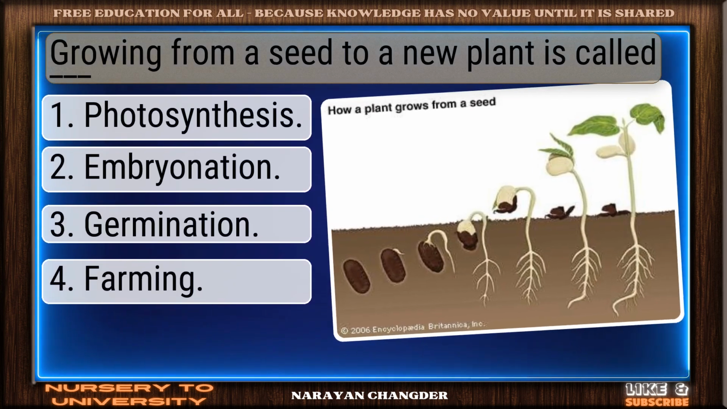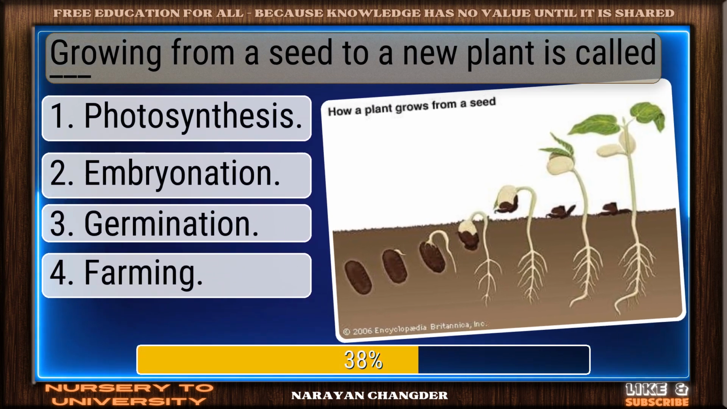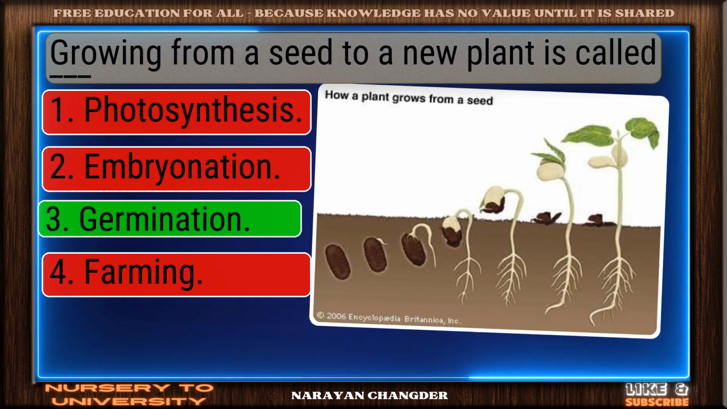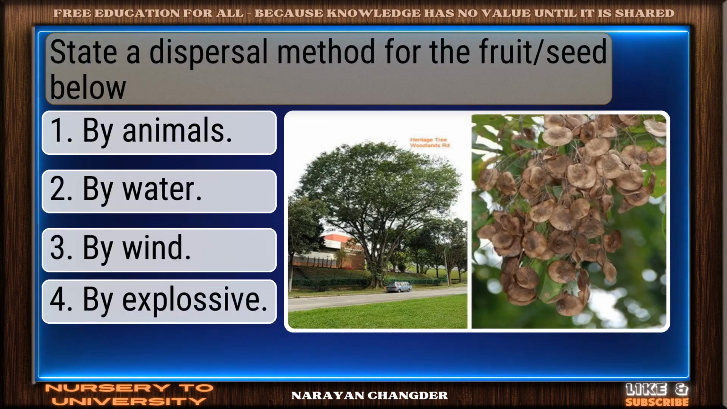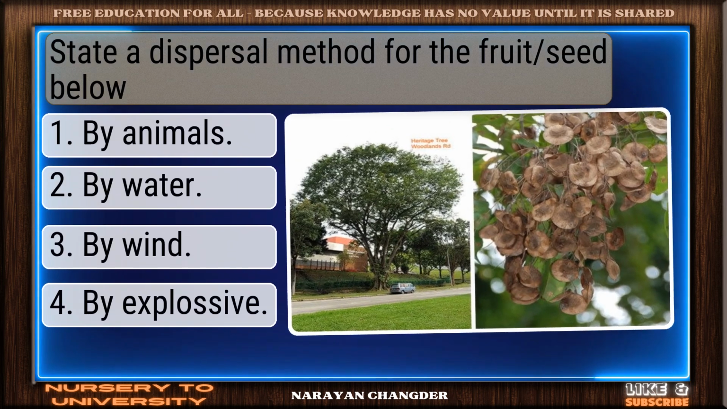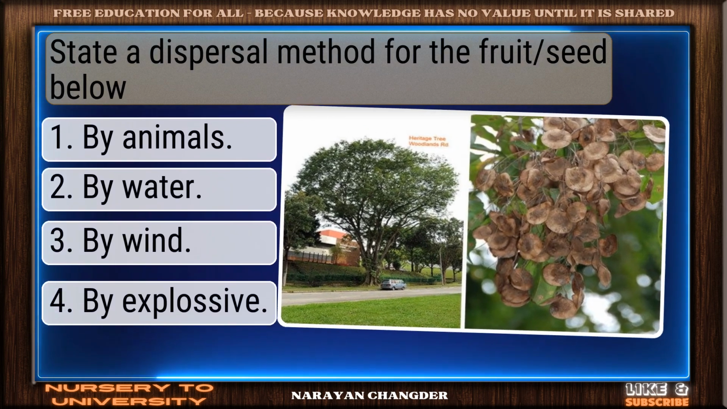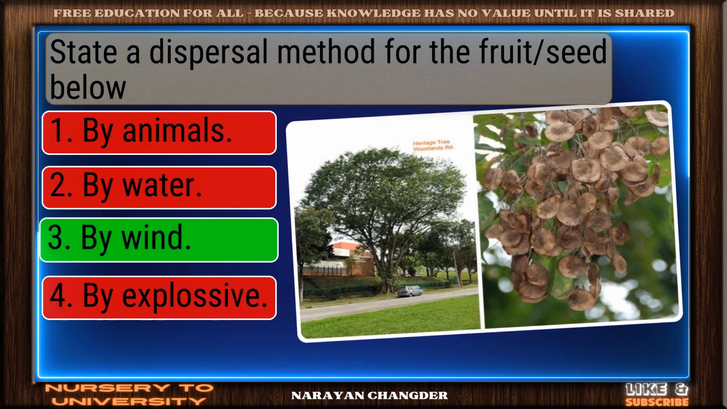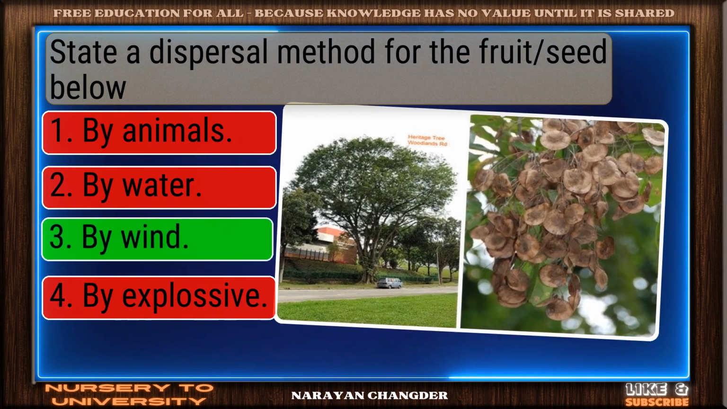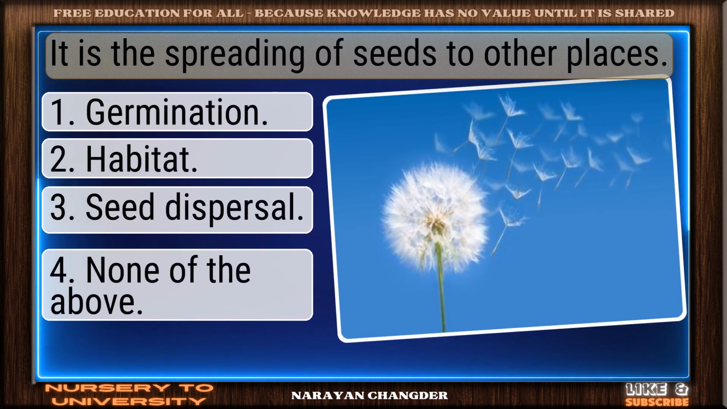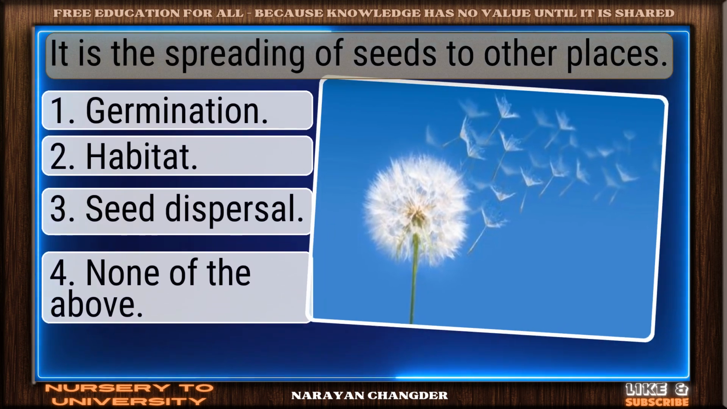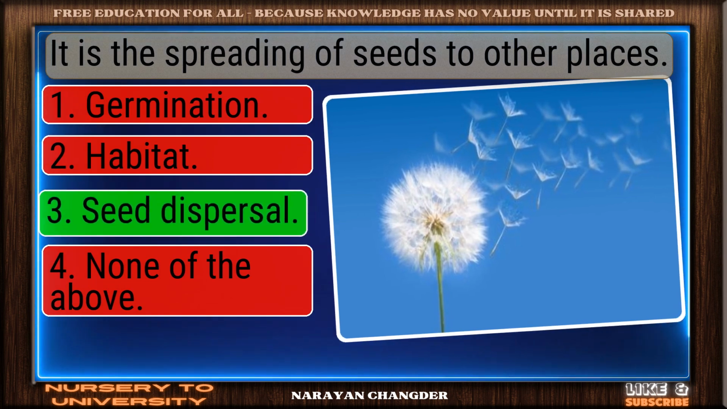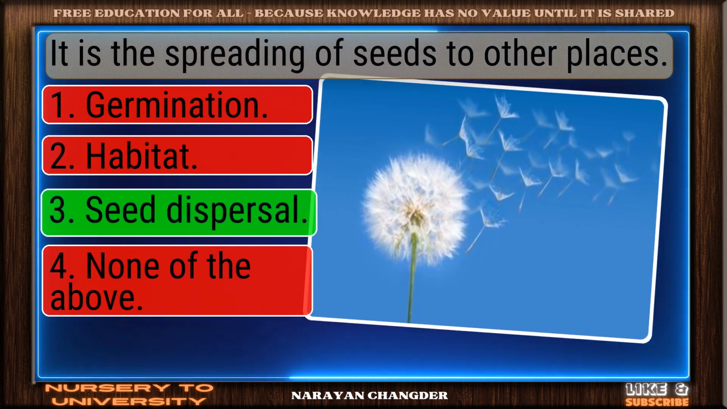Growing from a seed to a new plant is called dash. Well picked. Germination is the correct answer. State a dispersal method for the fruit seed below. On track. By wind is the correct answer. It is the spreading of seeds to other places. Well reasoned. Seed dispersal is the correct choice.